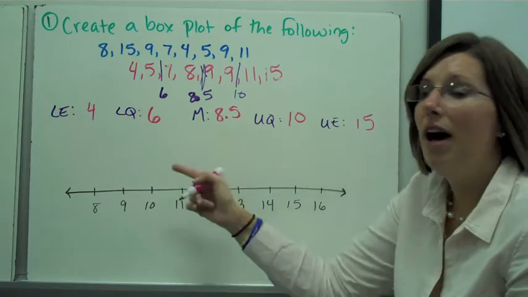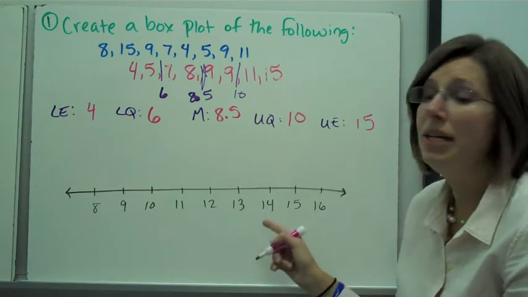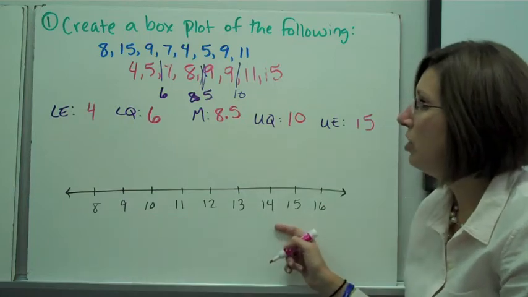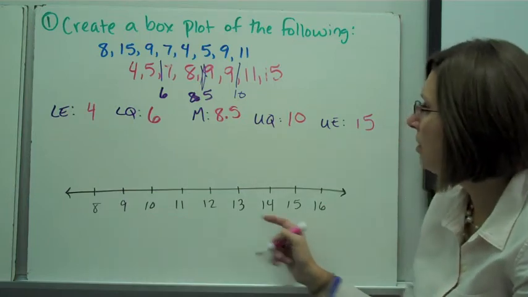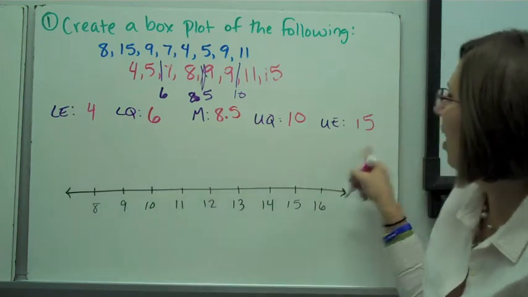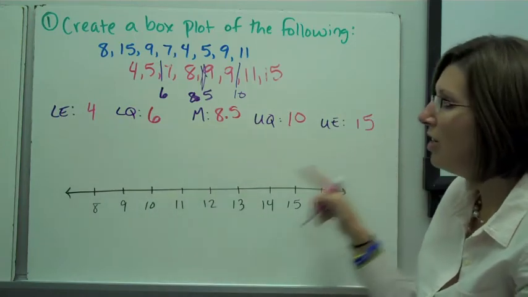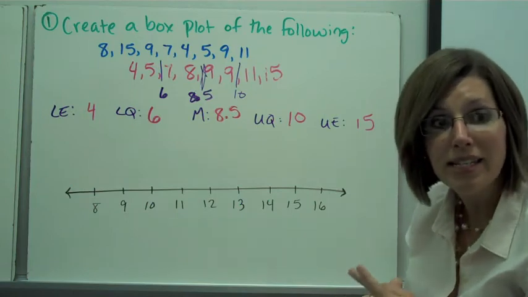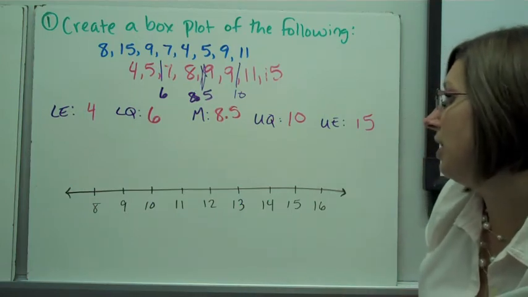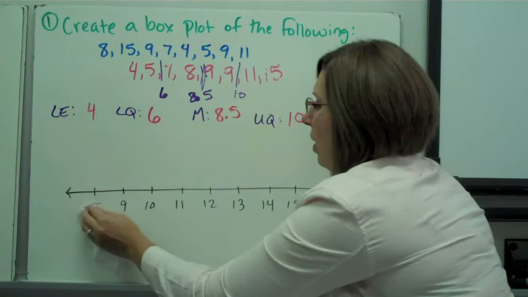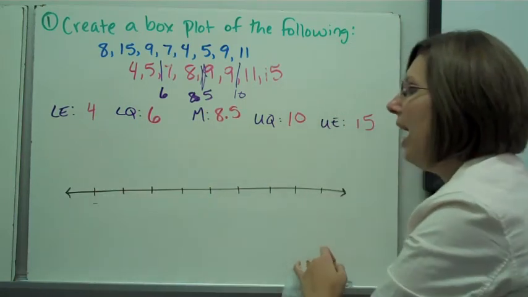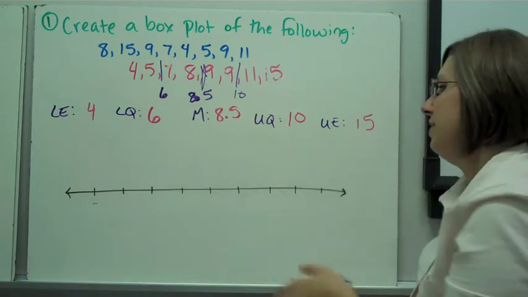Now that you have your 5-number summary, you need to create a number line. Your number line needs to include the smallest number all the way up to the largest number. So if you look at my number line here, I don't have enough space. So I'm going to have to erase my numbers and try again. I went from 8 to 15, but that was incorrect. I really need to have from 4 to 15.